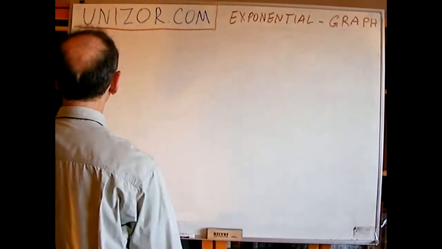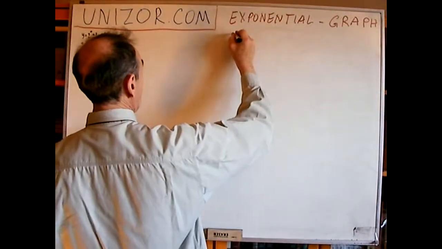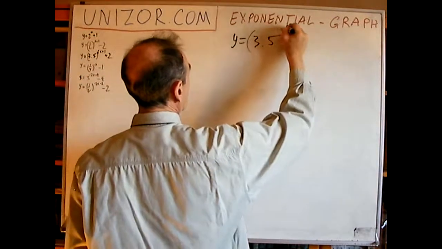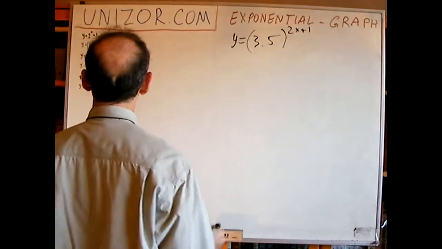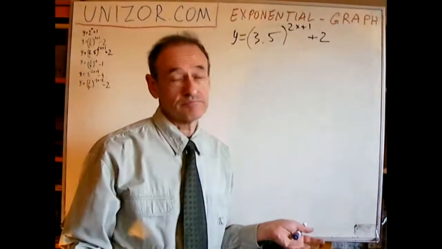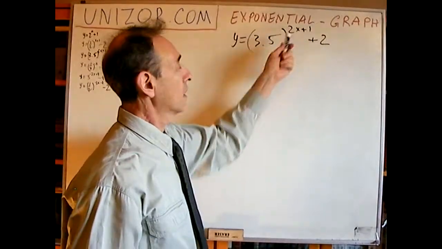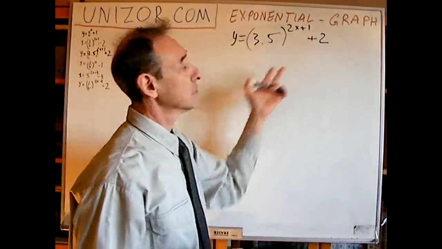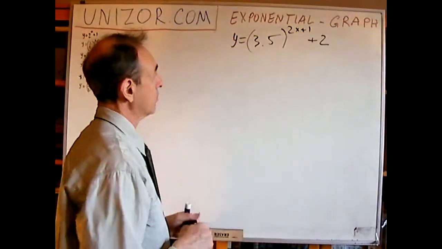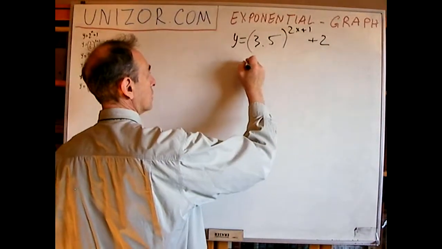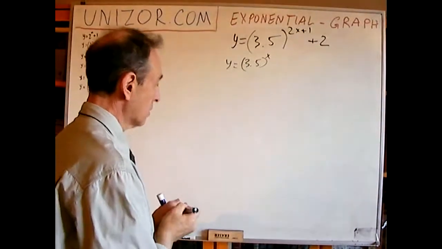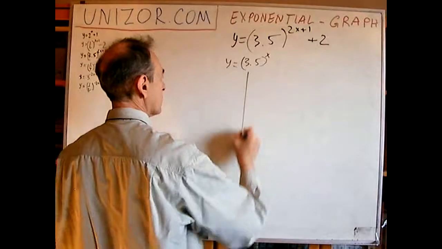Next. Okay, y is equal to 3.5 to the power of 2x plus 1 plus 2. Well, this is as complex as it can be, really. I mean, the linear manipulation with an argument and some linear manipulation with the function itself. All right, so let's do it step by step. First, we start with 3.5 to the power of x. This is something which we start with, right? So what's the graph of this function?